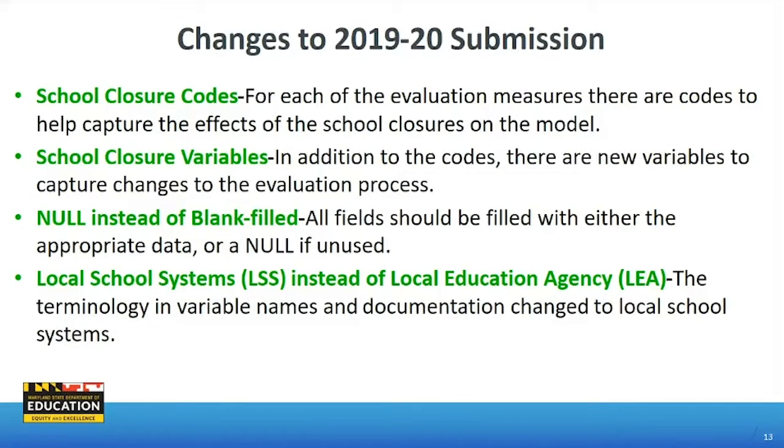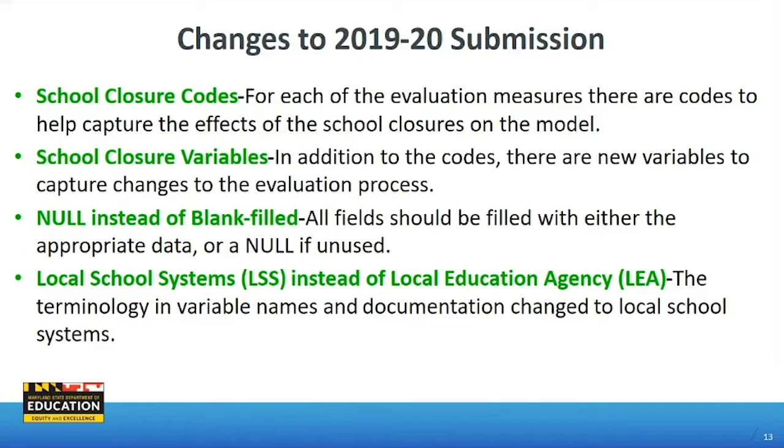2019-2020 has been crazy, and so we've made several adjustments to try and accommodate those changes in the data. As we were making these changes, we did reach out and collaborate with a few partners. The first set of changes is that there are codes for the evaluation measures to capture the effects of school closures. In particular, this is applicable if the LSS may have elected to waive a student growth measure due to the waiver passed on April 28th by the school board. And there's an additional category in the type variables for the measure to indicate if it was not used specifically due to the waiver.